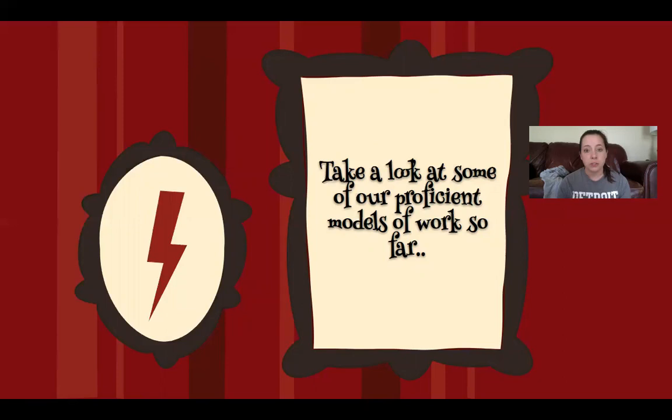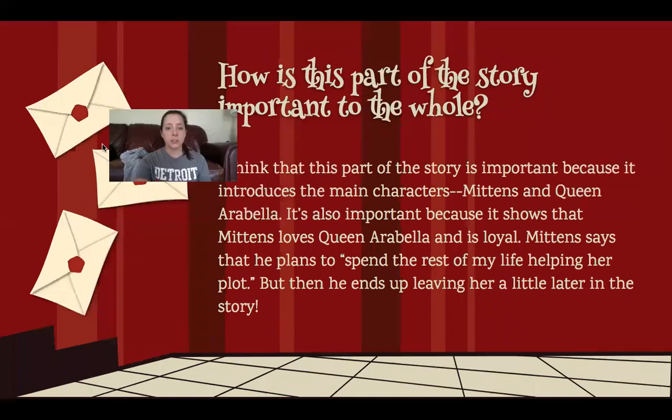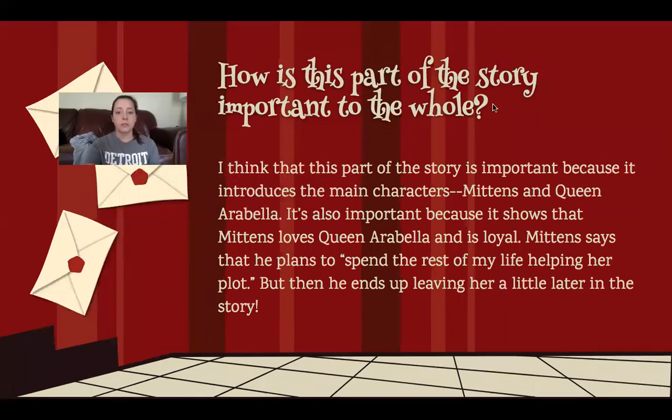We're going to look at some proficient models. While I'm showing you these, I want you to be thinking, does my work look like what I see on the screen? Does the work that I have been doing compare to the work that Ms. McMullen is showing on the screen right now? Okay, so let's look at the first one. This person had to answer this question, which was, how is this part of the story important to the whole? So this was the question that this person got. And here's what this person wrote.